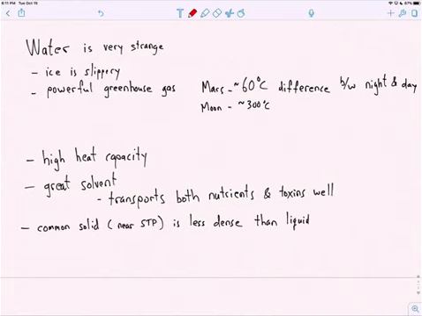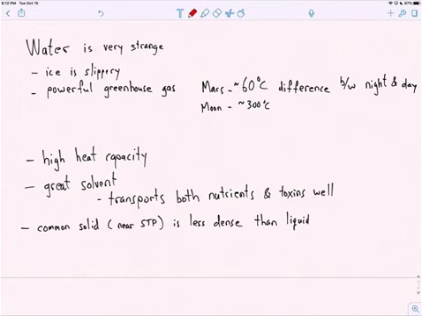Water is also an extremely powerful greenhouse gas. So, for instance, Mars has about 20 times as much carbon dioxide as the Earth does in its atmosphere, but the difference between day and night on Mars is about 60 degrees Celsius. Compared to the moon, which has no atmosphere, the difference is about 300 degrees Celsius.